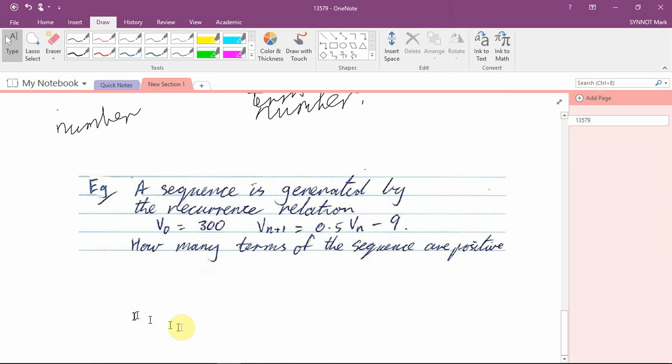So when we go and look at that, we can say that there's 5 terms that would be positive.